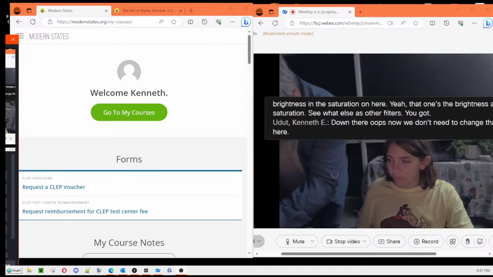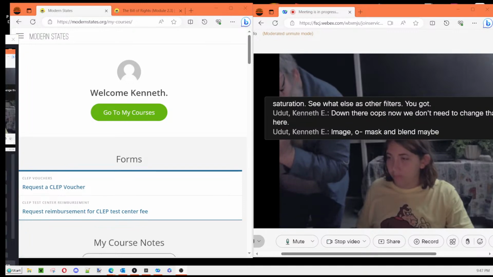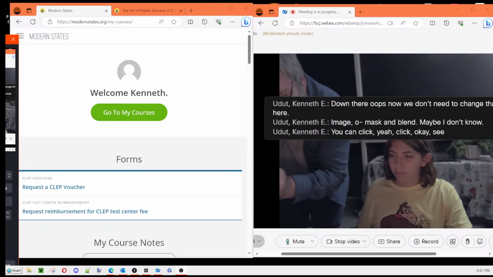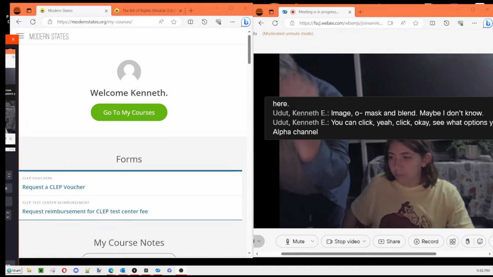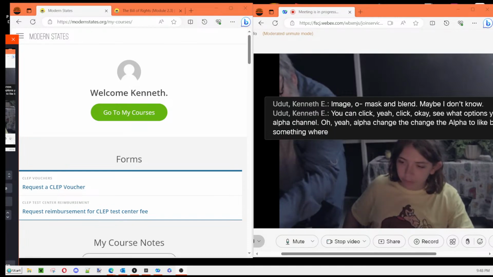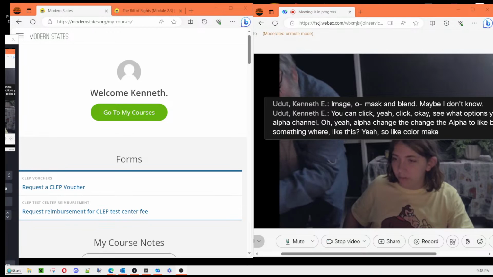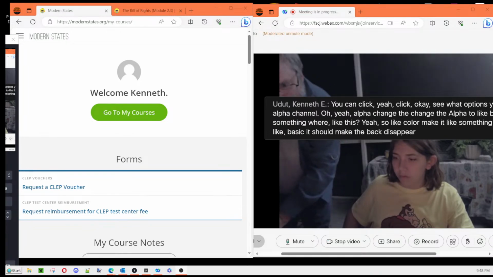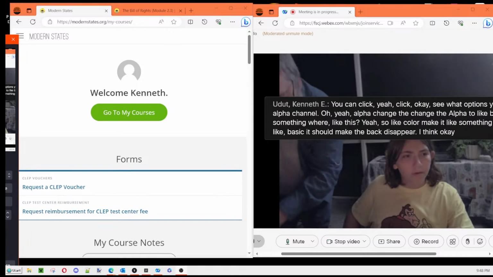Image, mask and blend maybe. You can click it, click OK, and see what options you get. Alpha channel. Change the alpha to black or something. Select color, make it something dark, like basic. It should make the back disappear, I think. Okay, and then if you hit OK.